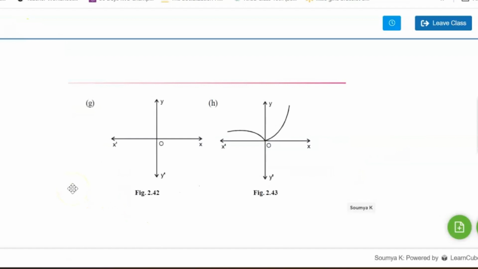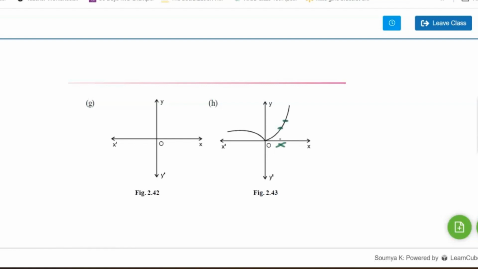Here you cannot see any of the values, so this is not a function. Only x and y axis are available. If you check for this value, consider this point. So x value will be 1 and y will be different.